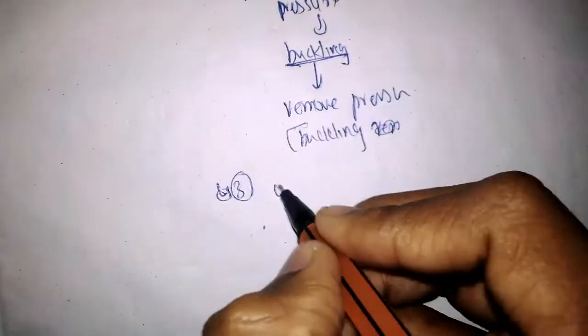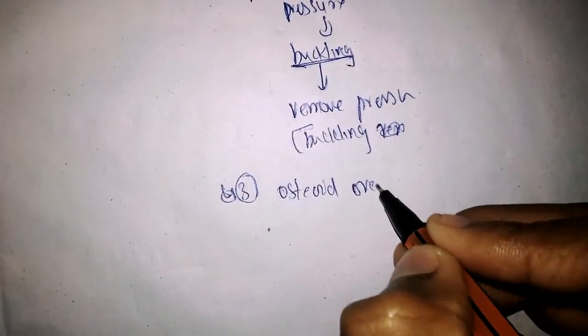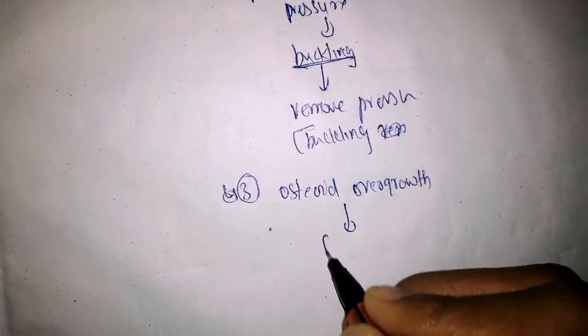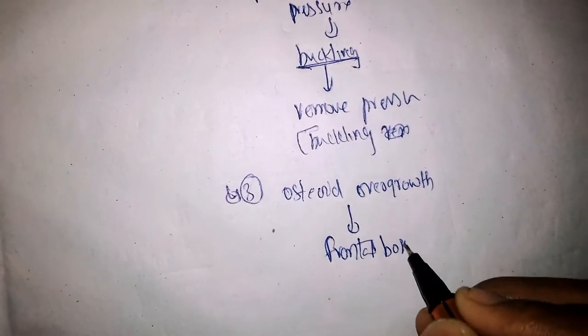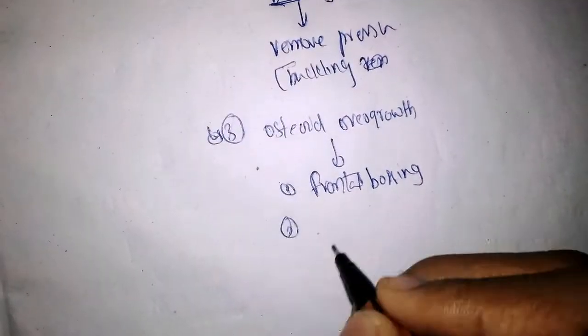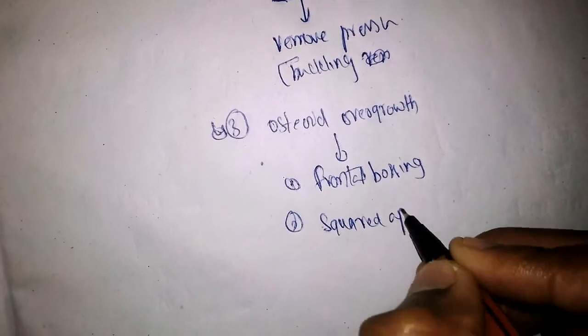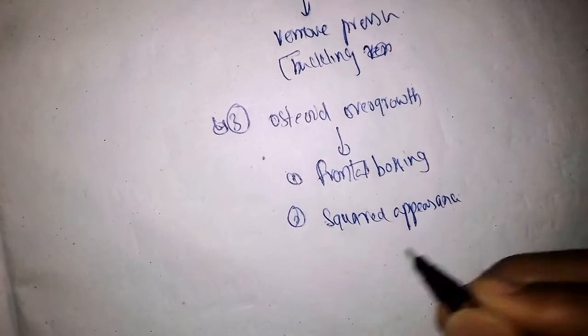craniotabes. Craniotabes. Okay, and due to osteoid overgrowth, there is frontal bossing, and there is a squared appearance of the head. This is about the skull.